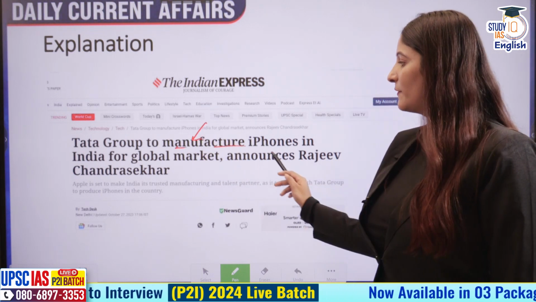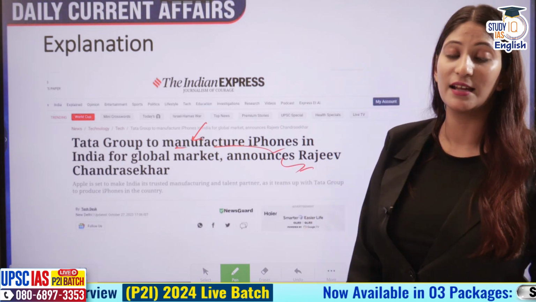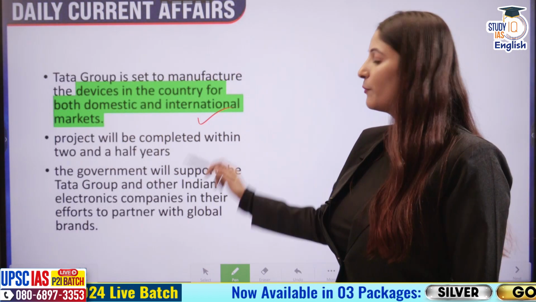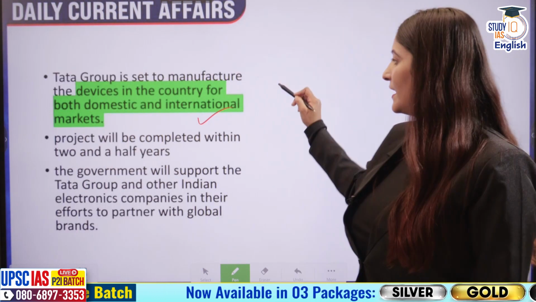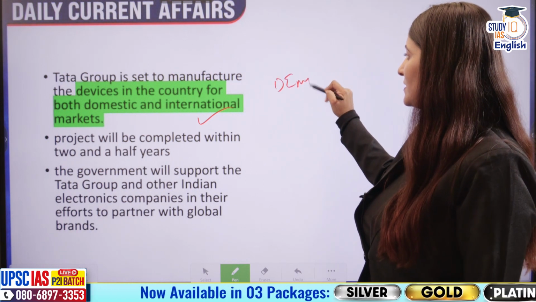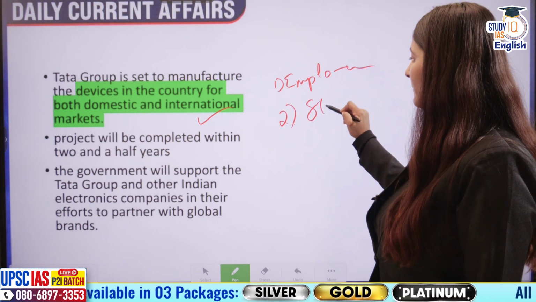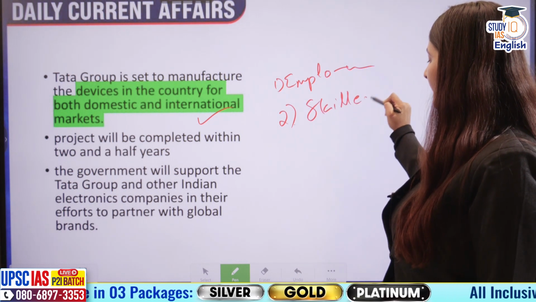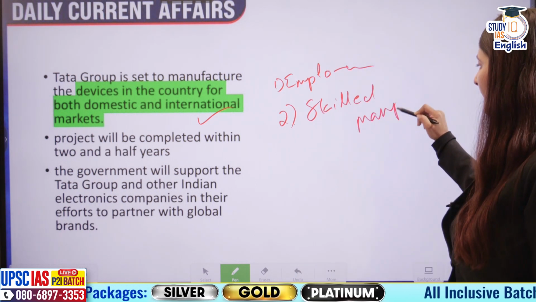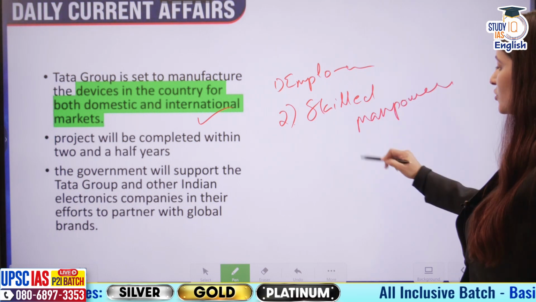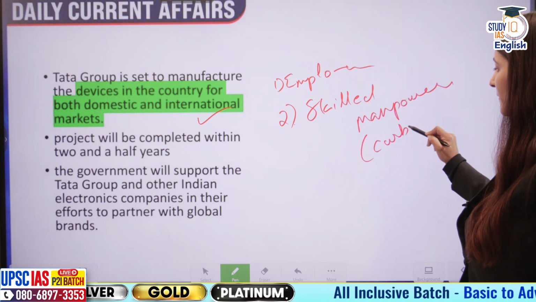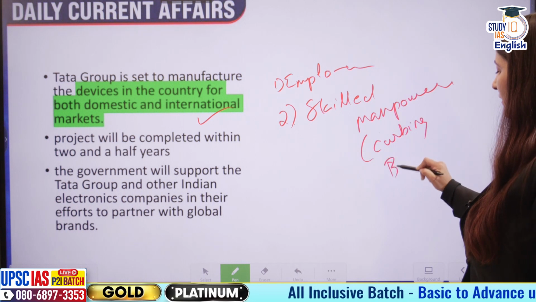Tata Group is going to manufacture iPhones in India for the global market and domestic market as well. And this is very important for us because it will give rise to employment opportunities. First, employment. Then second, skilled manpower will not go to foreign lands to look for jobs. That means curbing of brain drain.